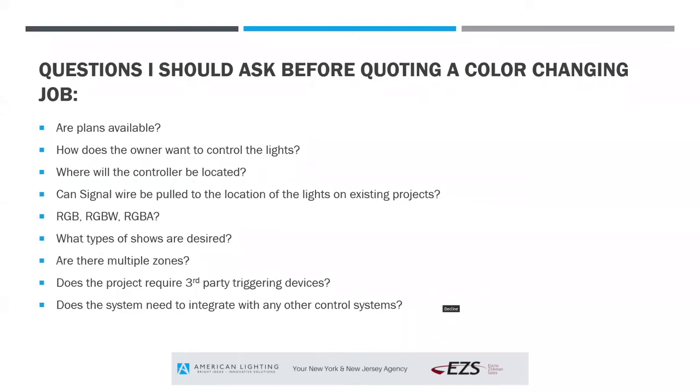So just figure out where it's going to be, and that will also help determine some of your run length distances. If your controller needs to live 3,000 feet away from where the first light is, that could be an issue, and we might need a lot of splitters or think of something else. So very important to know where that controller is going to live. If we've got an existing project, can we pull new DMX signal wire? We have power potentially. Power is generally not the problem. It's getting signal wire to that fixture.